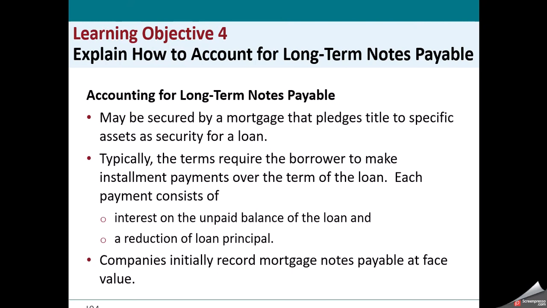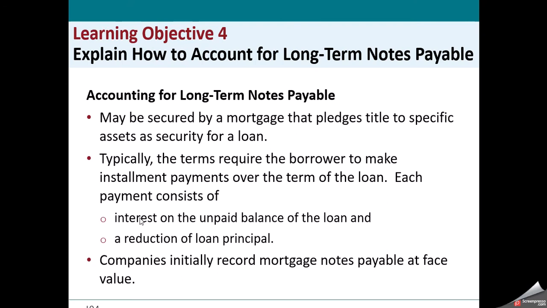Then our next objective is accounting for long-term notes payable. Again, these could be like a mortgage notes payable where you're pledging an asset as security for that loan. And then normally, like say with a mortgage or a car payment, you're setting it up where you're making monthly payments over the life of that loan. And in that monthly payment, you're going to have a reduction of principal and then a payment of interest.